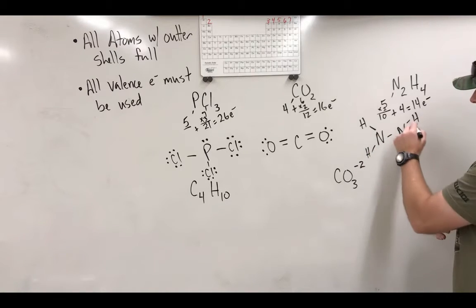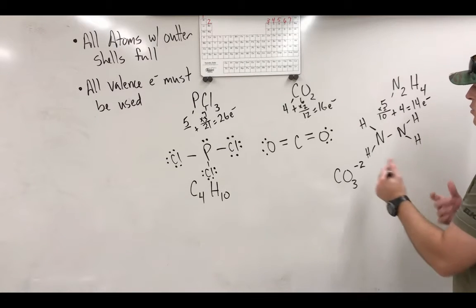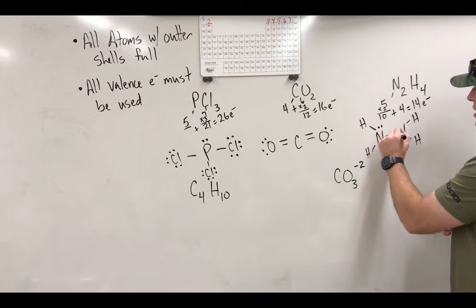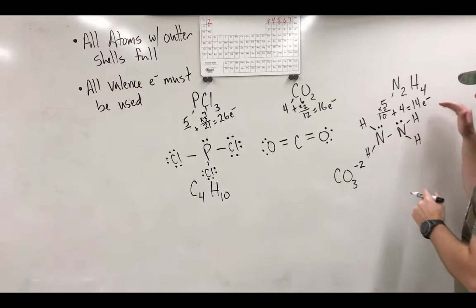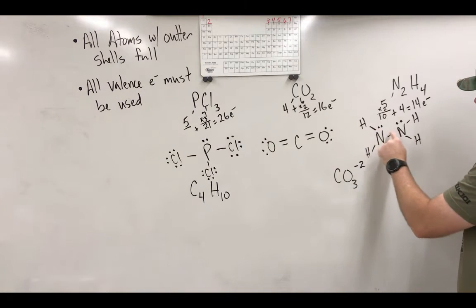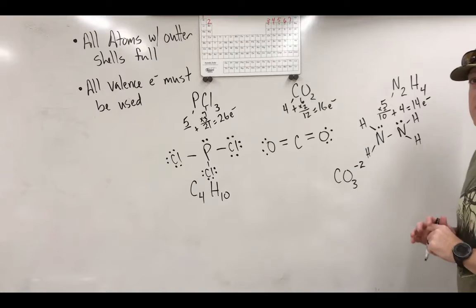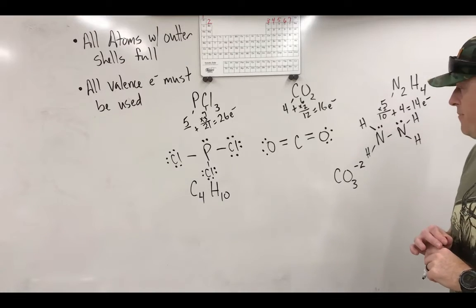They only have 6. This one, 2, 4, 6. It only has 6. Okay, so they need 2 more. So I'm just going to put the dots above, and now we're going to check to make sure that we have 14 electrons total. 2, 4, 6, 8, 10, 12, 14. So this is what dinitrogen tetrahydride would look like.